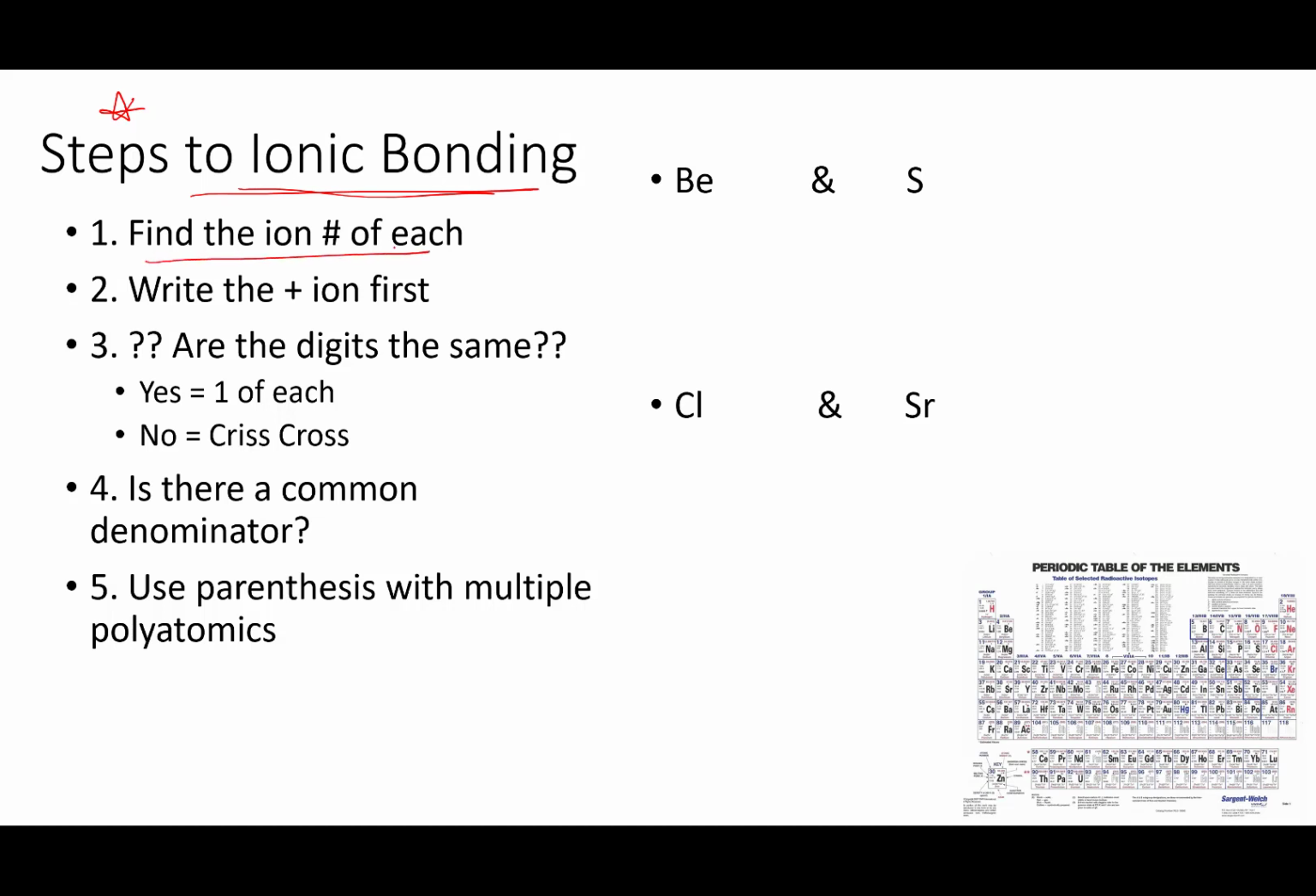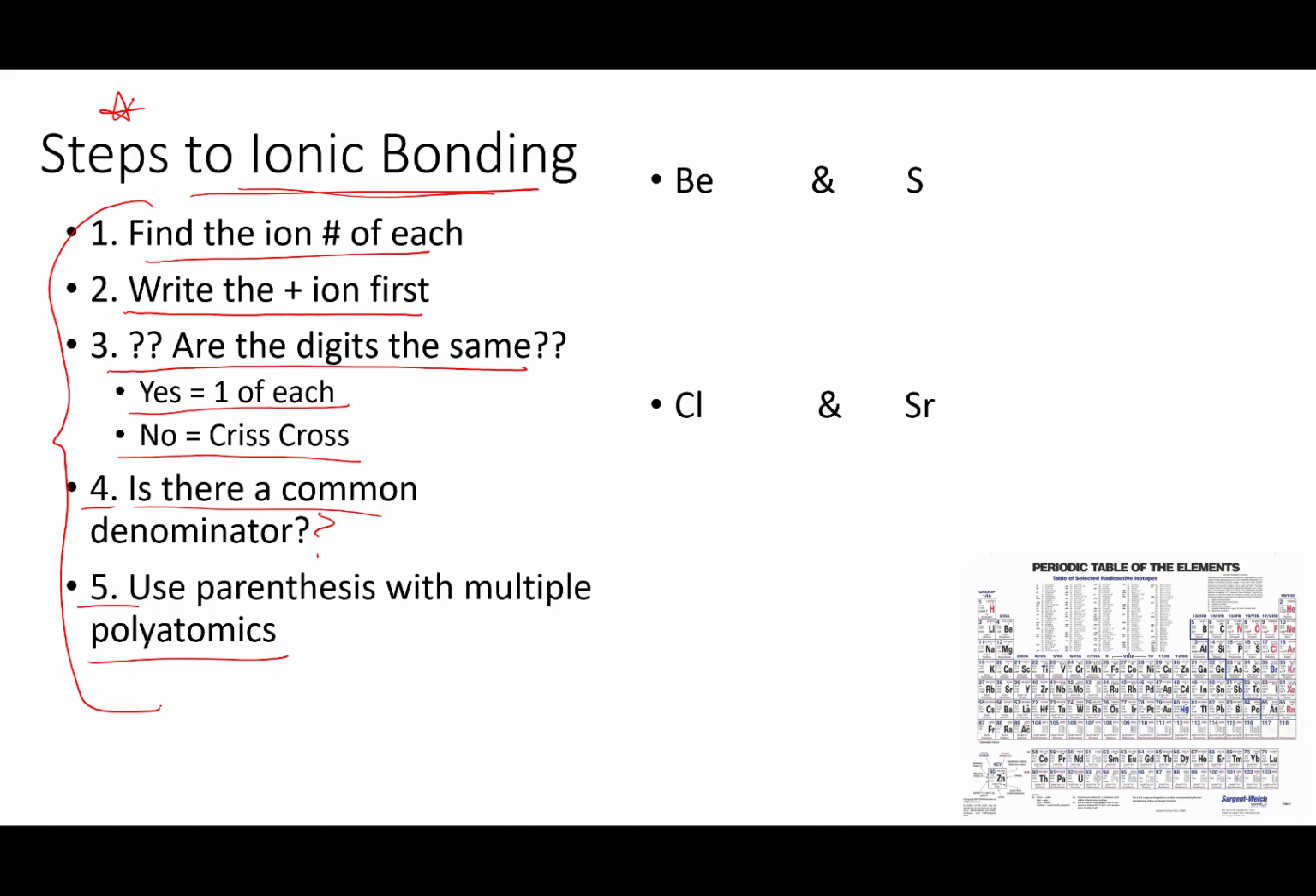So the first thing we do is find the most common ion of each element we're working with. Always write the positive ion first. Ask ourselves the question, are the digits or the numbers the same? If the answer is yes, we have one of each. If no, we crisscross. Then we ask ourselves, is there a common denominator? And then lastly, we use parentheses with multiple polyatomics. So these are the steps we're going to follow, and let's go through some examples.